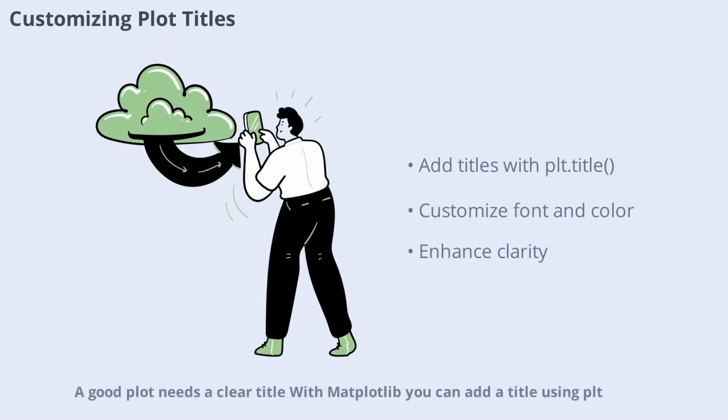A good plot needs a clear title. With Matplotlib, you can add a title using plt.title. This helps viewers immediately understand what the chart represents. You can also customize the font size, color, and style to match your presentation needs. Titles are a small detail, but they make a big difference in how your visualizations are perceived.